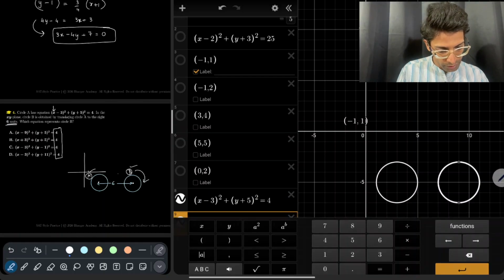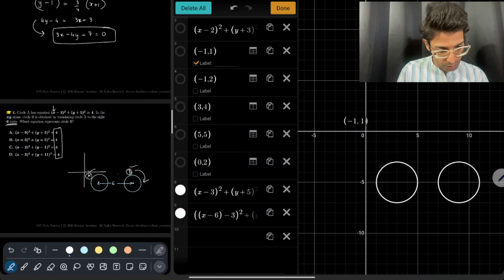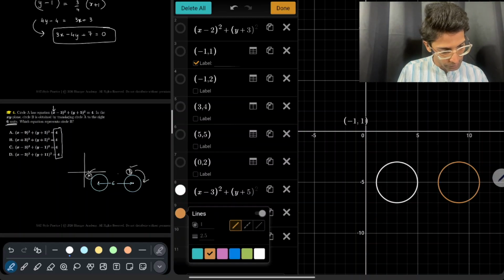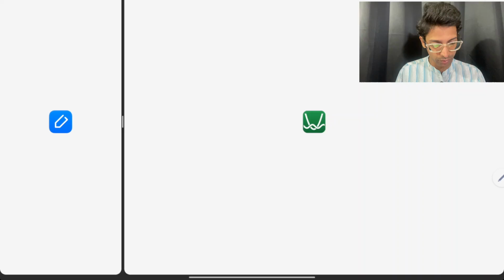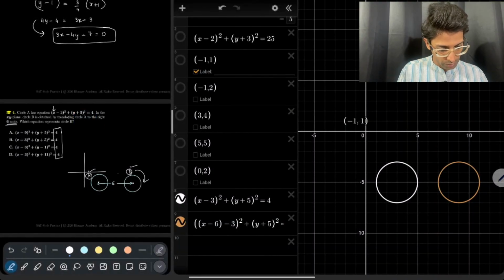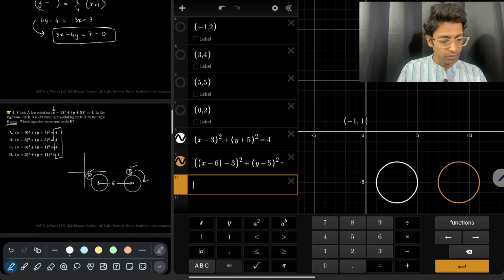So let me change this color to some other color so that we are very clear. This is the original circle which is in white. The shifted circle is in orange. So the question is asking you to find the equation of the shifted orange circle. So that's the question.